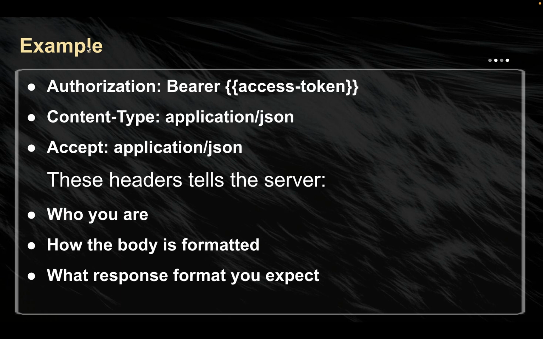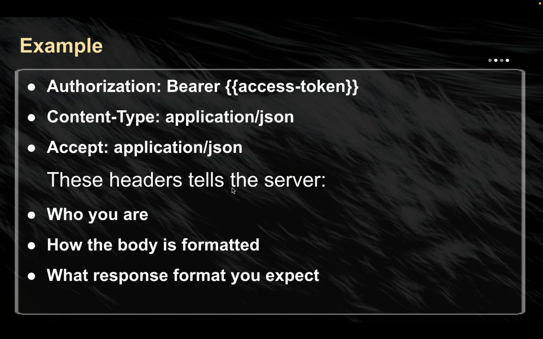So let's look at some examples. Authorization, we have the bearer and access token. This access token is more like a unique value that identifies a user. Content type, the value is application/JSON. We have accept with a value of application/JSON.